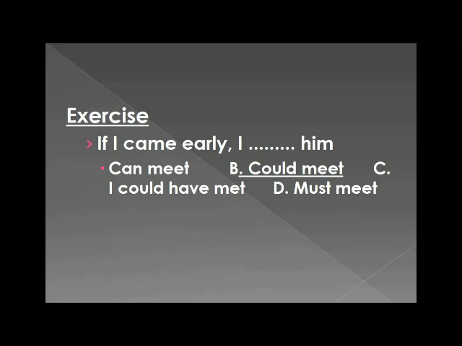If I came early, I dash him. So already we have the first clause written in the past simple. So we are going to complete the second clause with a modal auxiliary verb and the action verb in the infinitive form, just as seen in the formula. So here you're going to have, if I came early, I could meet him. The correct option is B, and it is underlined. All other options are not correct because they either lack the modal auxiliary or the action verb is not in the infinitive.